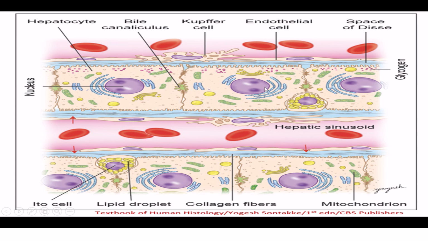So these are the hepatocytes. You can see a large nucleus with 2 nucleoli. You can see the well formed rough endoplasmic reticulum and more number of mitochondria, which are indicative that these are very active cells.